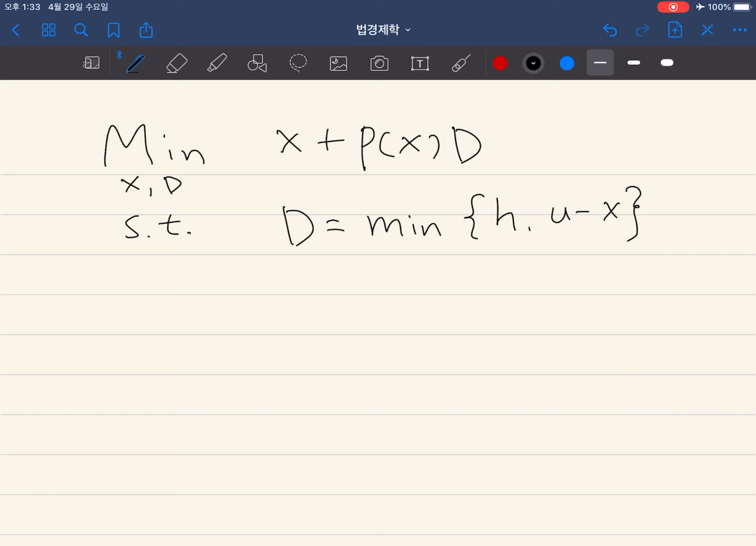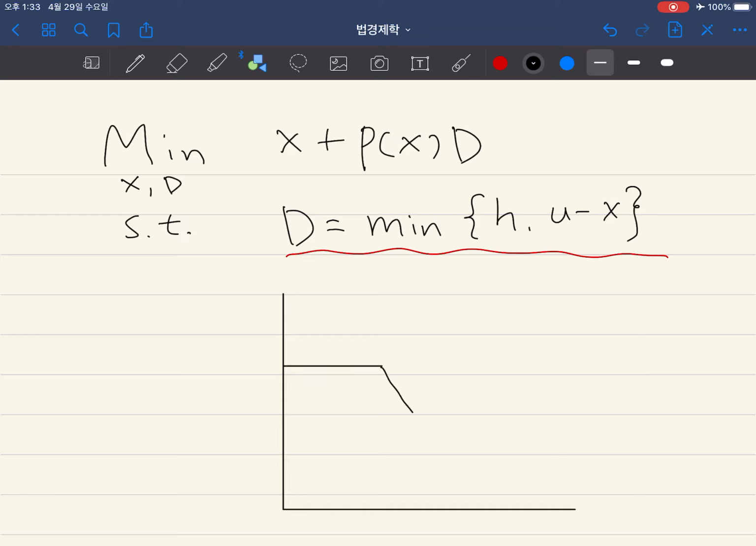So we want to solve this problem, and last time what we did is we found how to draw this constraint in our graph. So it turns out if we draw this graph, we have x here, d here. So we draw this constraint in this picture, then we have a graph something like this. There is a kink at this point here.